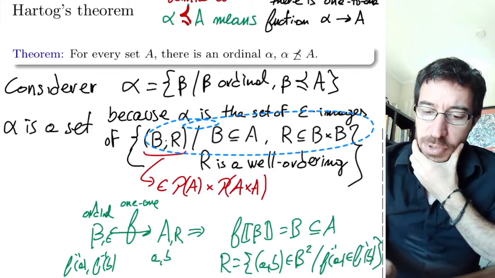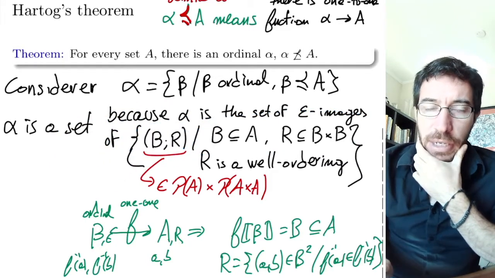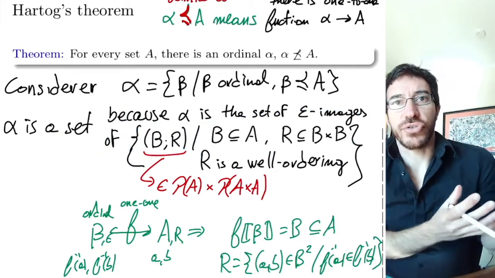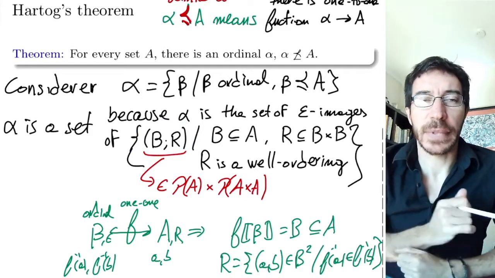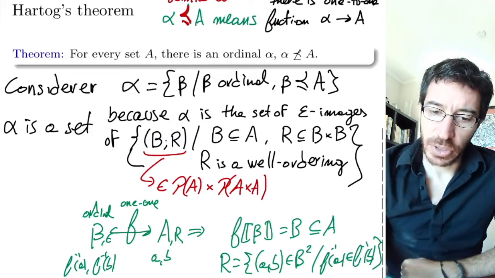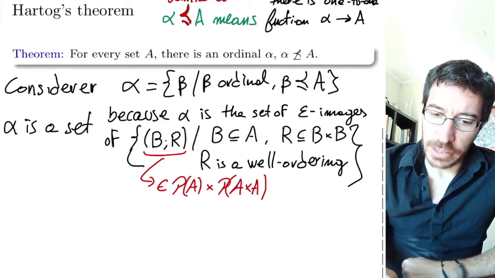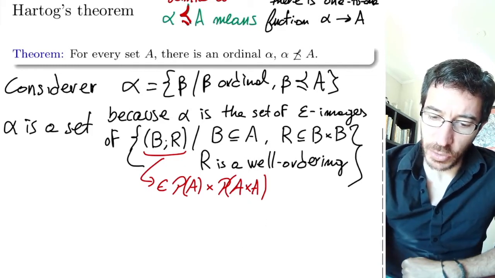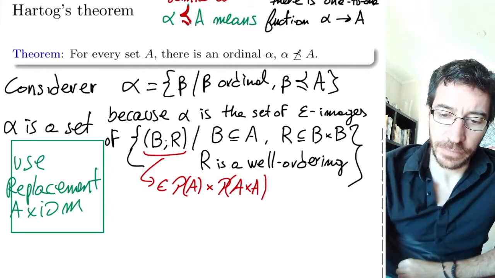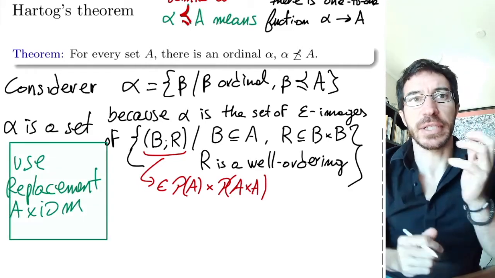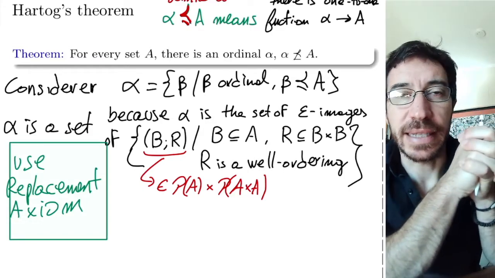So if the epsilon image of something like this is beta, then of course you have a one-to-one function from beta to A, given by the epsilon image. Okay, so that's why this is the set, and then we use the replacement axiom right there, because now we have a set of images. The epsilon image is unique, right, given a well ordering. So that tells you that alpha is a set.